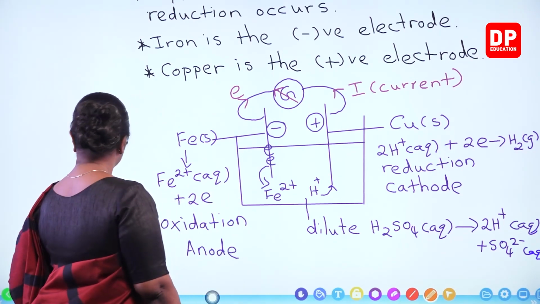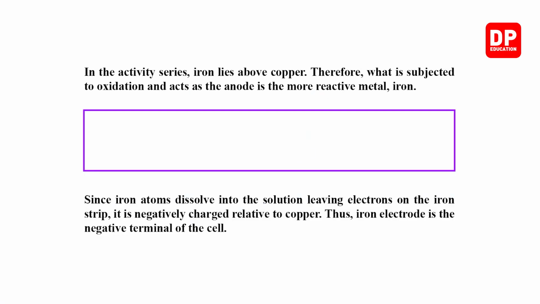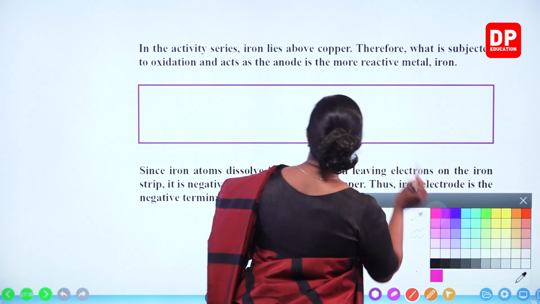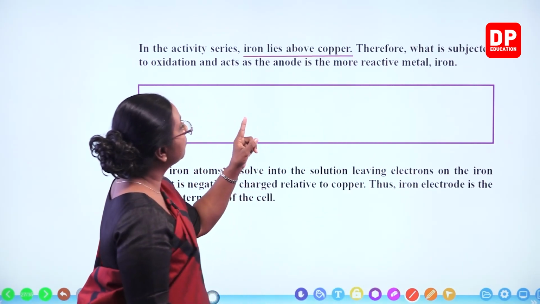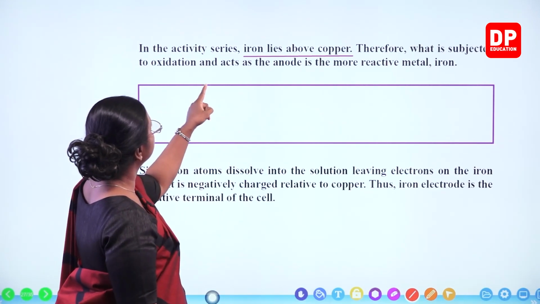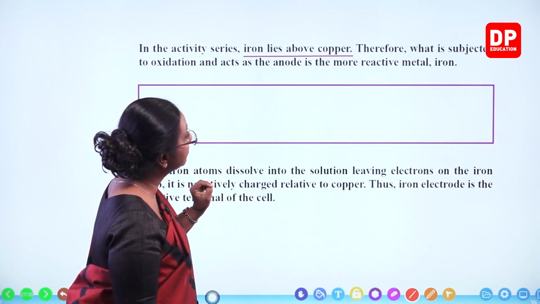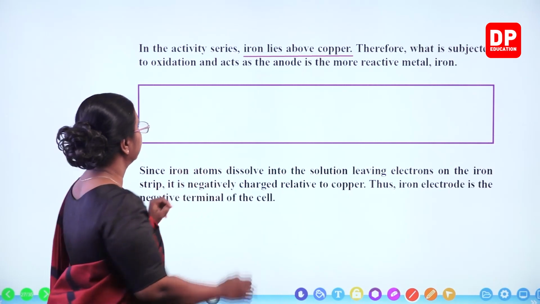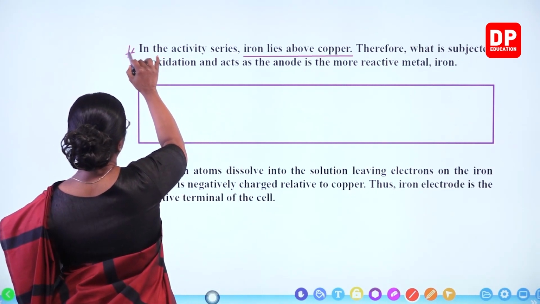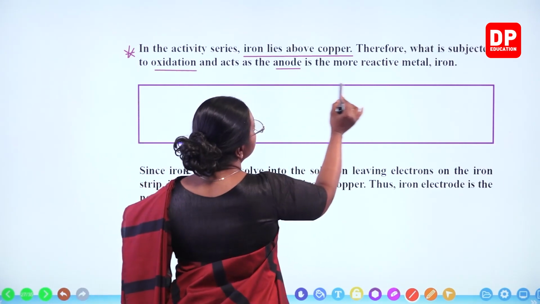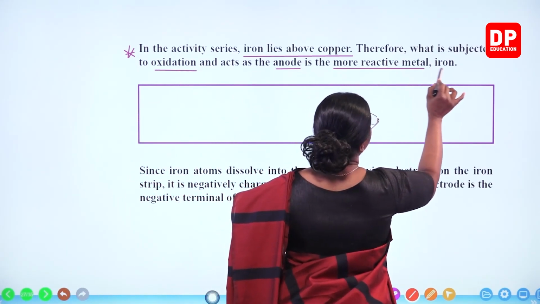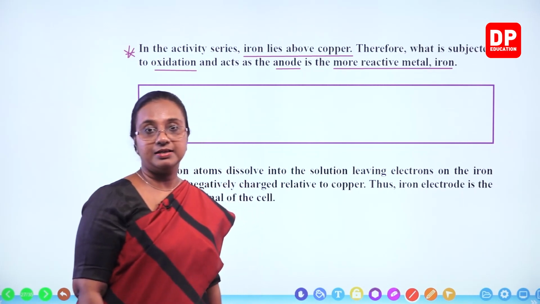So in the activity series, iron lies above copper. So that you know, in the activity series, iron lies above copper. Therefore, what is subjected to oxidation and acts as the anode is the more reactive metal, iron. Very important. So, oxidation, anode is the more reactive metal, iron.